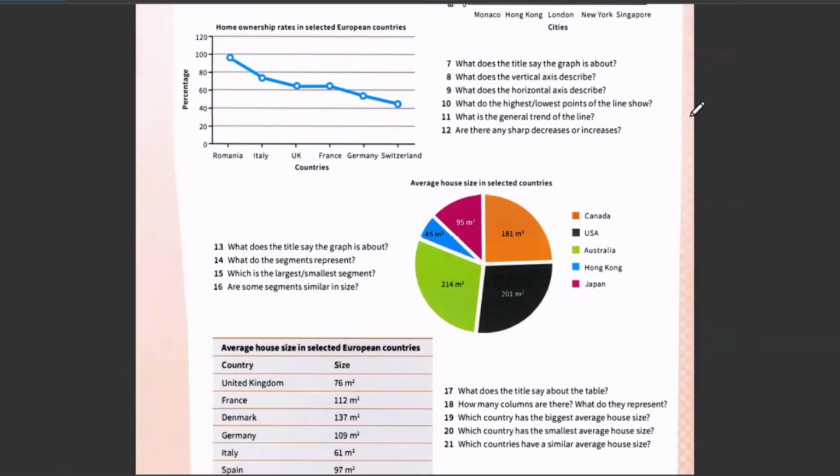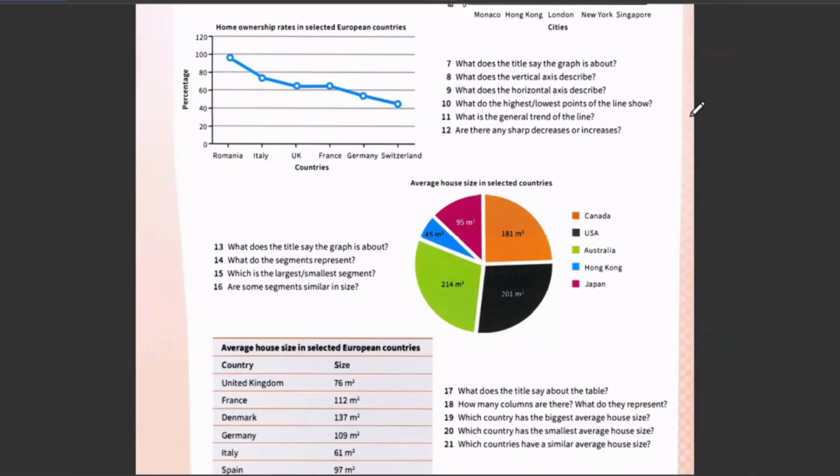Yeah. So we can say that the segments of Australia and USA are similar in size because their difference is quite smaller than the rest of them. They have some similarity among them, right? So yes, the answer should be that yes, Australia and USA have similar sizes in their segments because Australia represents 214 meters square as its average house size, and USA has 201 meters square as their average house size.